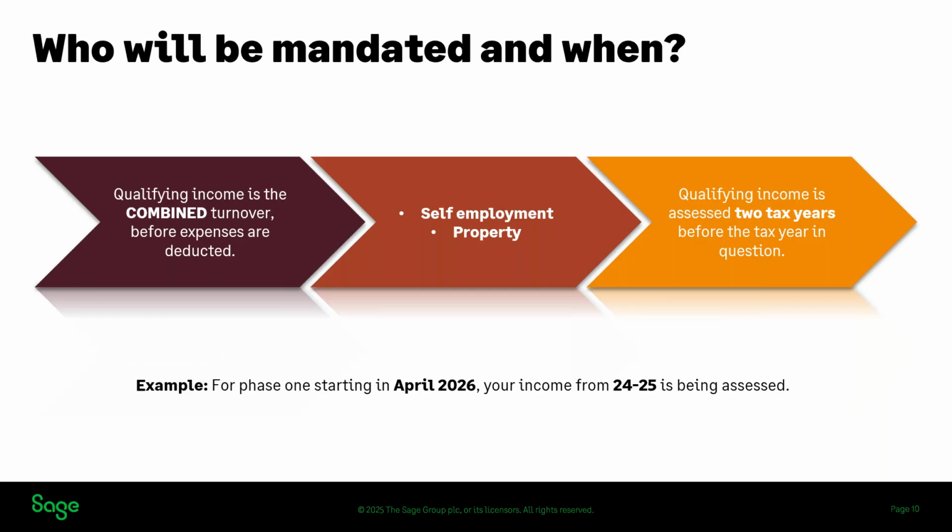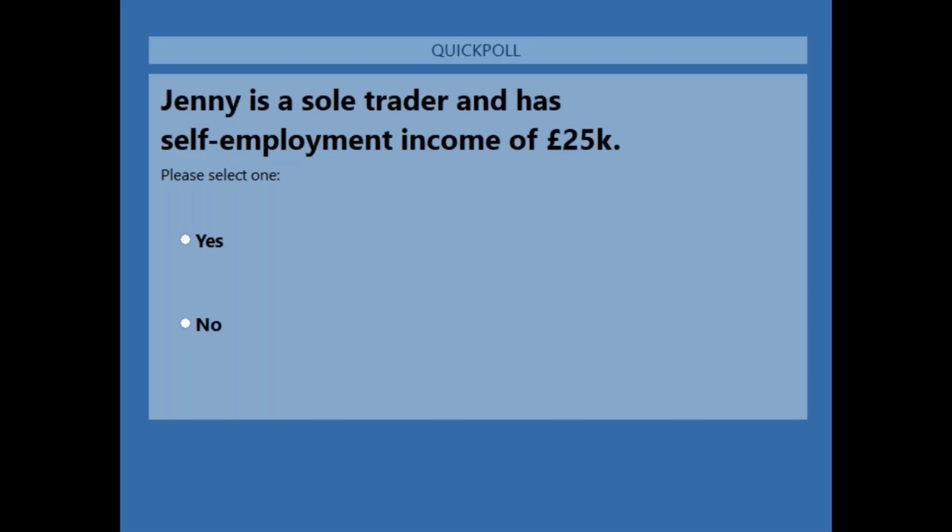So let's take a look at some scenarios based on some incomes. And we're going to do these scenarios based on phase 1, which is earning over 50,000. So I'm going to launch each scenario on your screen, and you just simply have to answer yes or no, whether you think the individual will have to comply with MTD for income tax. Don't worry if you get the answer wrong. It's just a little bit of fun, just to test your knowledge a little bit. So I'm going to launch the first one on your screen there.